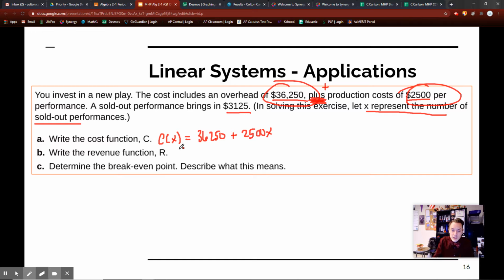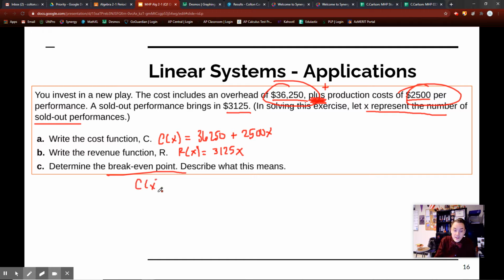Now, what's a revenue function? How much should we sell these tickets for? Well, a sold out performance brings in $3,125. So this is $3,125 per sold out performance. Okay, so per sold out performance, it brings in this much. So we want to determine then the break-even point. That's for part C. So what's the break-even point?